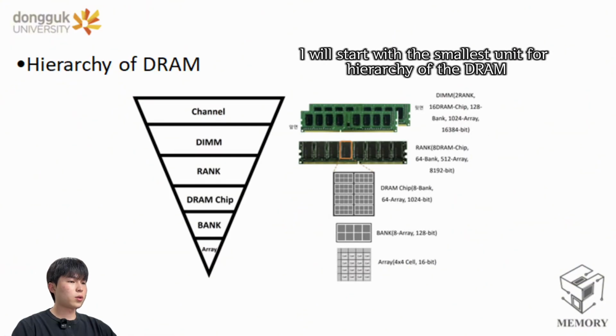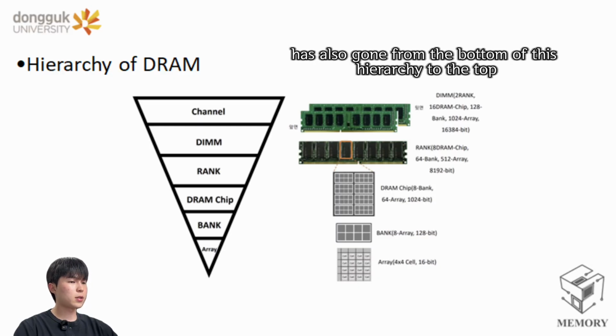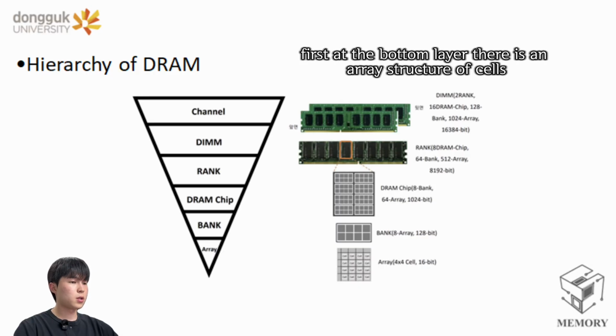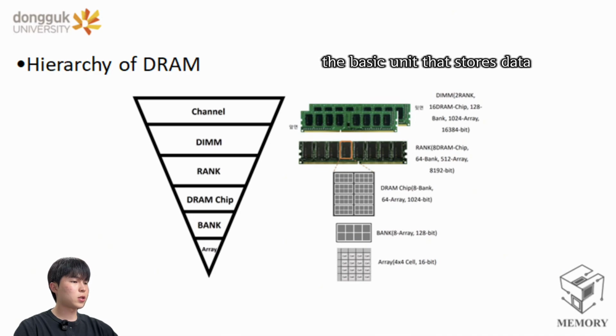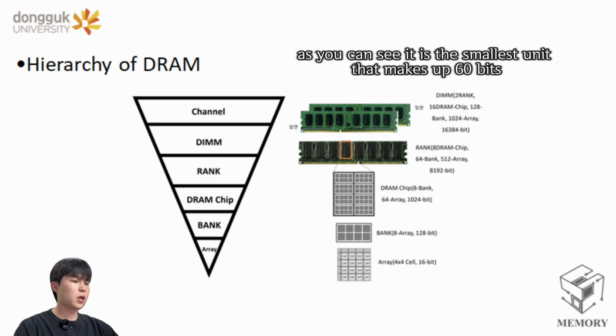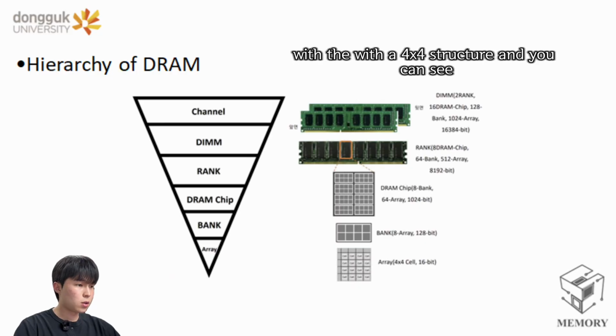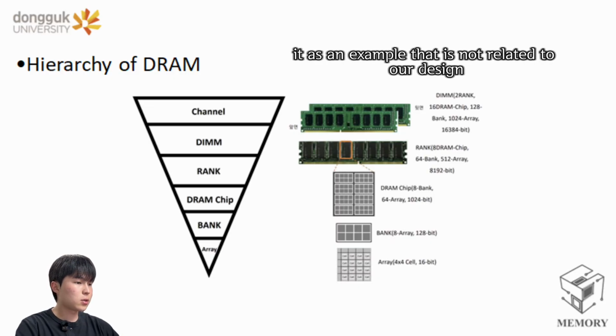I will start with the smallest unit in the hierarchy of DRAM. Our design of DRAM has also gone from the bottom of this hierarchy to the top. First, at the bottom layer, there is an array structure of cells, the basic unit that stores data. As you can see, it is the smallest unit that makes up a 16-bit 4-4 structure. And you can see it as an example that is not related to our design.